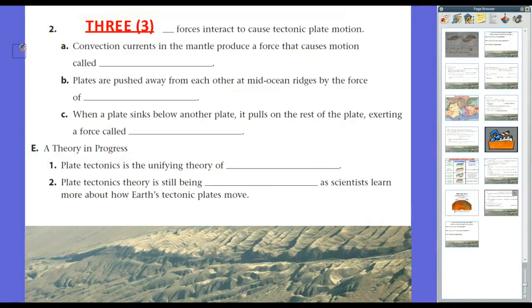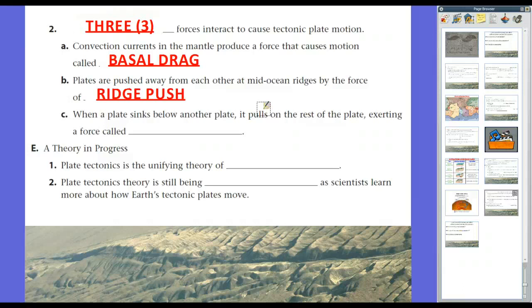Number one, convection currents in the mantle produce a force that causes motion on the whole plate itself. They're what we call basal drag. Basal meaning the base. So the base of the plate moves as a result of this. It's being dragged across. Now, when plates are pushing away from each other at divergent boundaries, we have a force that's causing this that we call ridge push. So on the ridge push, it gets really hot and gets up there, and the heat is pushing the plates away from each other. And as it cools off, basal drag will then drag the rest of the plate off.